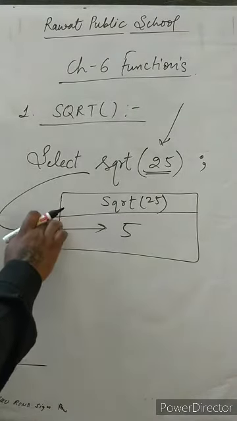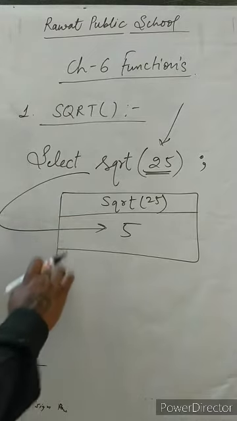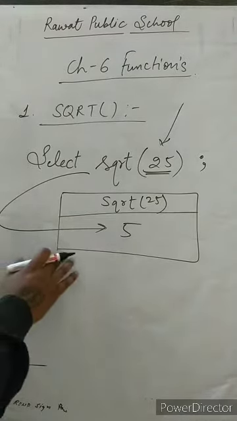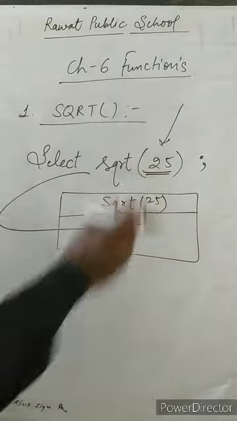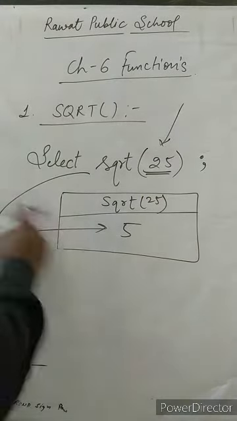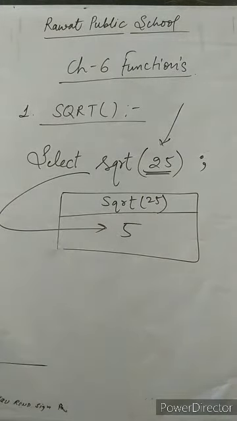What it means is that the Sqrt function works only on numeric data, and its return type is also numeric. Return type means that the result it gives is of which data type? Numeric. So this was the first function, that is Sqrt, which is used to find the square root of a given number.